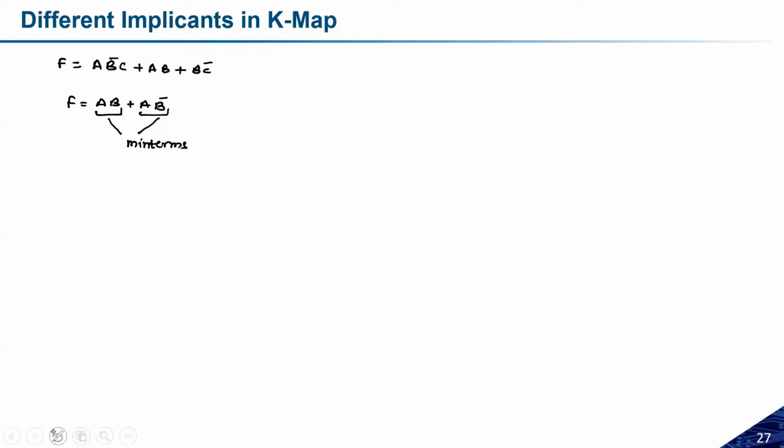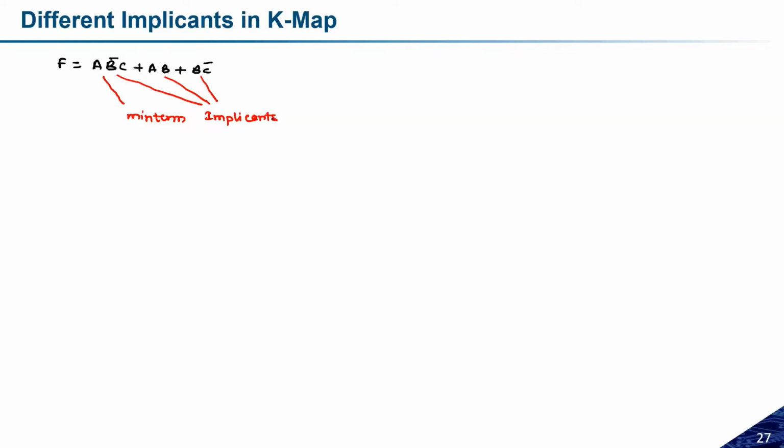If you see the second expression, both are min terms. Let me properly write it so that you will be able to understand. This term is the min term, and this term we call the implicant. The min term means all the variables are present.